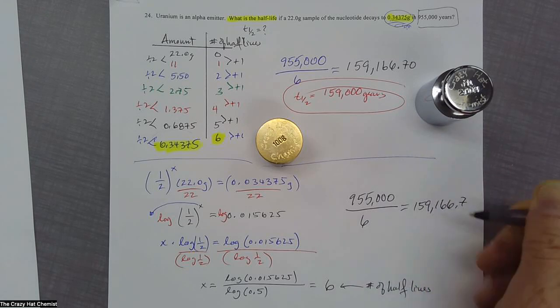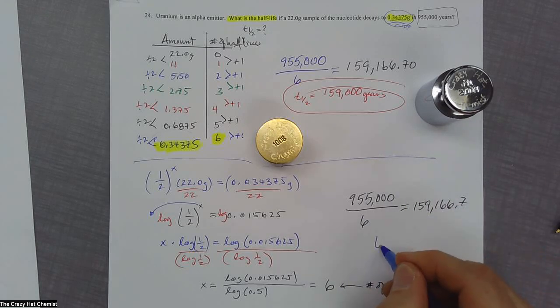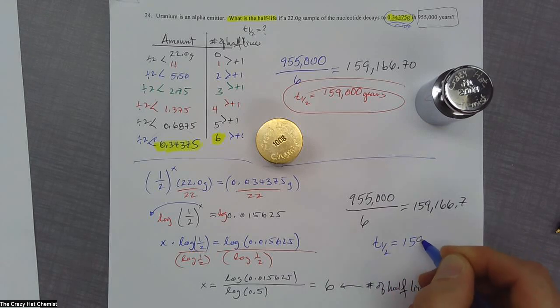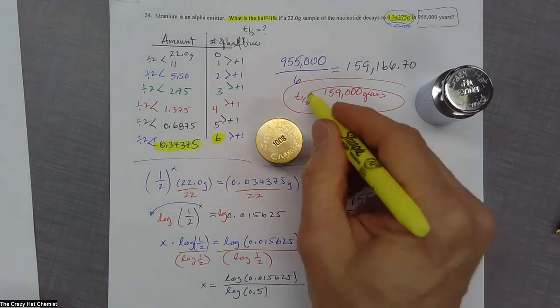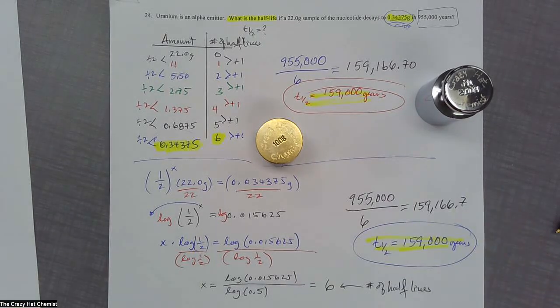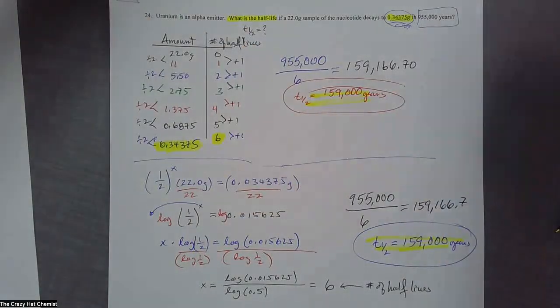We get 159,166 and 7/10. We're going to round that to 3 significant figures, so that's 159,000 years, is the half-life, and that is the same answer that we got on the previous problem, on the previous setup and work problem. Not too bad on that at all.